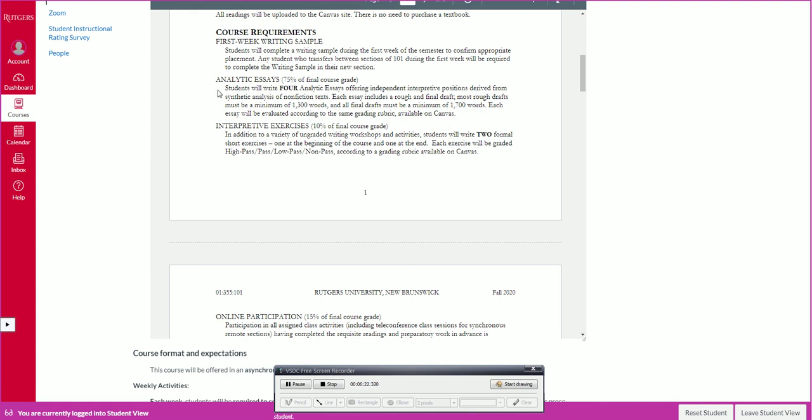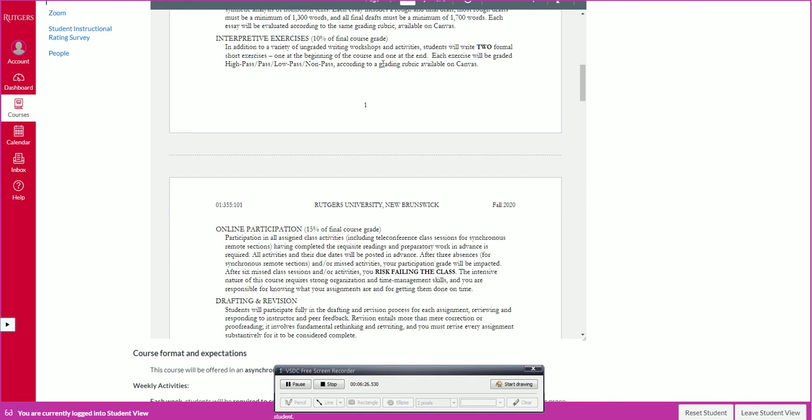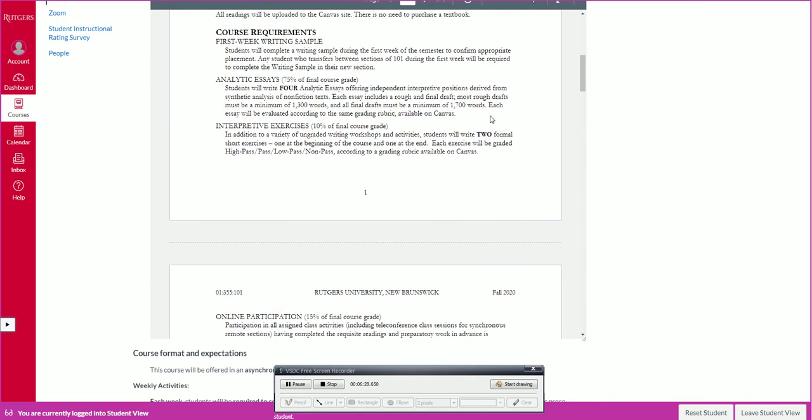Okay, the interpretive exercises, so that's the textual analysis exercise, and then there's one at the end. Those are shorter, and it's not a letter grade, it's just high pass, pass, low pass, non-pass. Okay, that's 10% of your grade. One of those is due next week, I believe, or a rough draft anyway, so I'll show you that when we look at the Canvas page in a second.